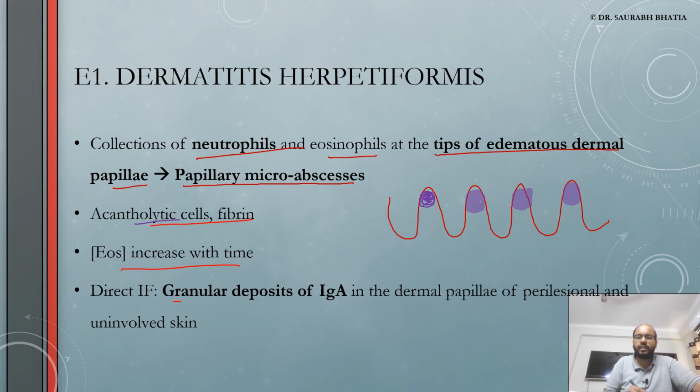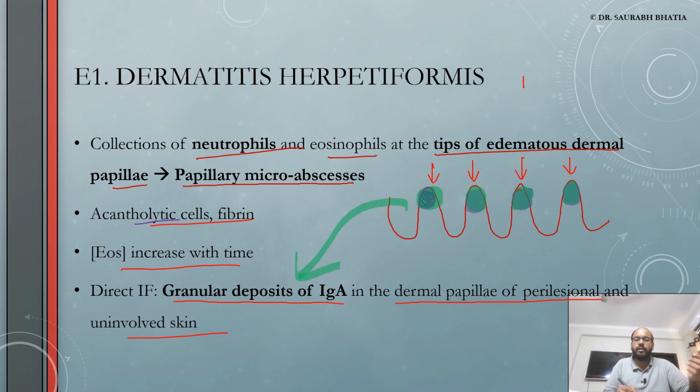In direct immunofluorescence, you will have granular deposits of IgA in the dermal papilla of perilesional and uninvolved skin. Why granular? Because look at this. The presence of microabscess is at the tips of the papilla. So if you stain these areas with direct immunofluorescence, you will see granular deposits. You will see some granules, individual dots in that immunofluorescence. That is what we mean by granular deposits of IgA. Okay, let's move forward.